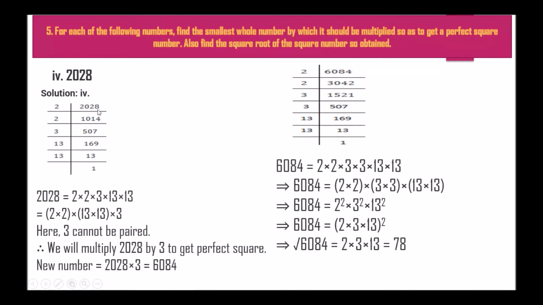Again, 2028. If we do it with the prime factorization method, we can find that 3 cannot be paired. So we will multiply it with 3. So we will get 6084. Again, we will do the prime factorization to find the square root, that is 78.